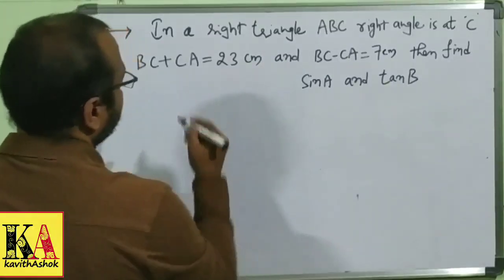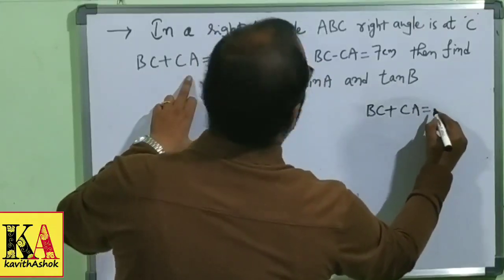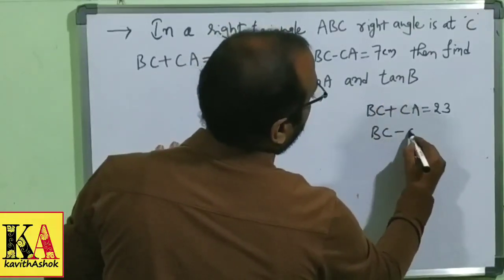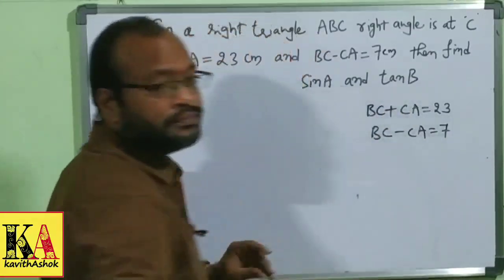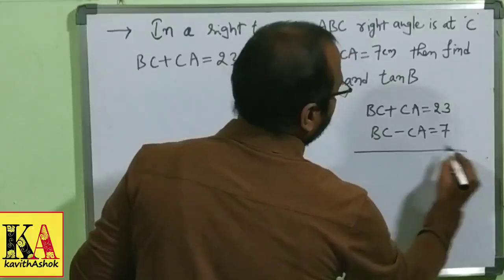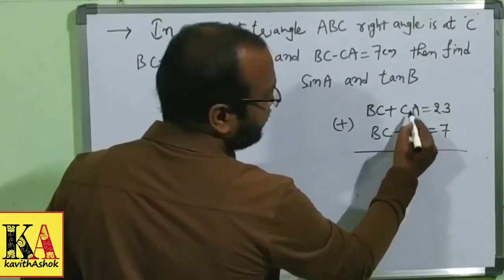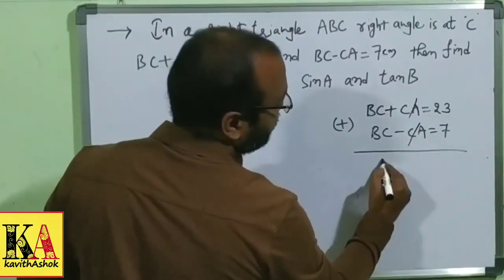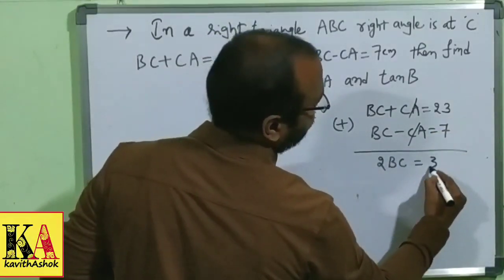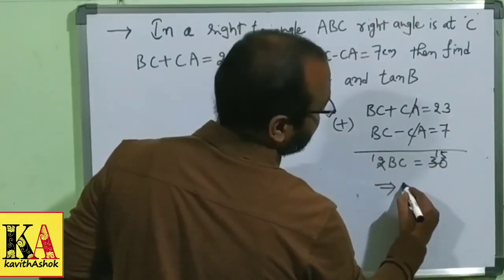What is given here? BC plus CA is given 23, and BC minus CA is given 7. So these two are equations. First we will add these two. When we add, plus CA minus CA get cancelled. BC plus BC becomes 2BC, and this is equal to 23 plus 7, 30. Then 2 into 15 is 30, so BC becomes 15.